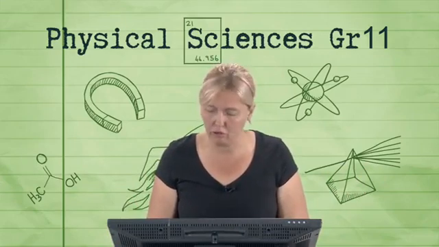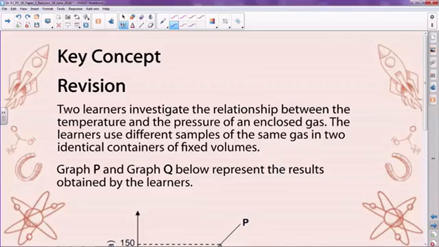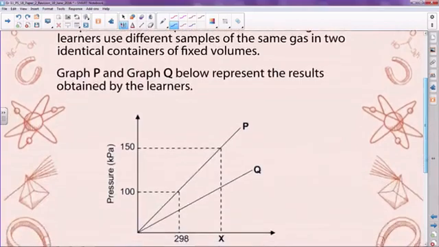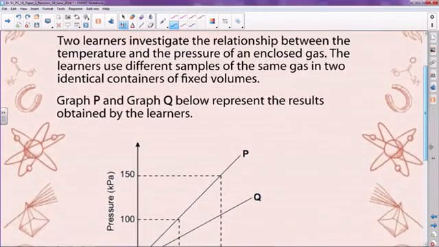Okay, so what else have I got for you? All right, I want to go on to our calculation questions. Okay, here we go. We're going to head into another ad break soon, but I want to remind us of our gas laws. What I've got here is two learners investigate the relationship between temperature and the pressure of an enclosed gas. That's important. Learners use different samples of the same gas in two identical containers of fixed volumes. So it's closed in and the volume is fixed. We're looking for the relationship between pressure and temperature.